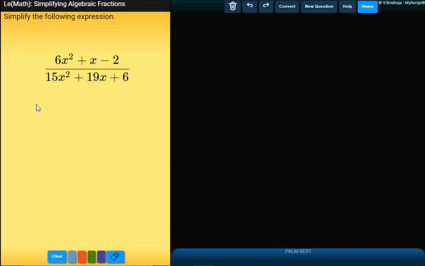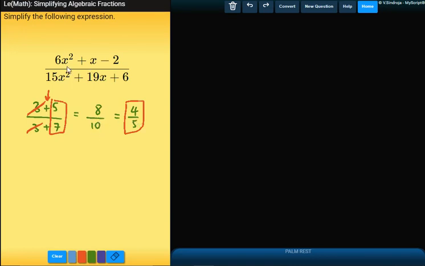For example, if I said to you 3 add 5 divided by 3 add 7, well, 3 add 5 is 8, and 3 add 7 is 10, and that simplifies to 4/5. But if you cross the 3's off here, you're left with 5/7. But that is not equivalent to 4/5. So you can't cross these 3's off because this add sign is in the way. Technically speaking, you have to add these first and add these second, and then see what numbers you get and then simplify that.